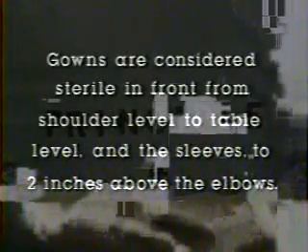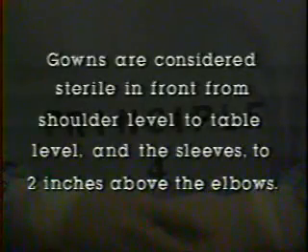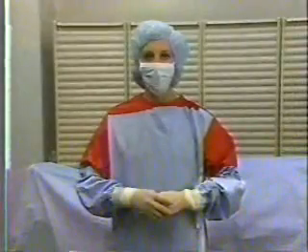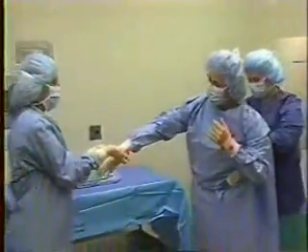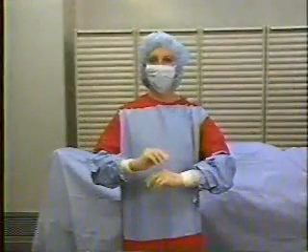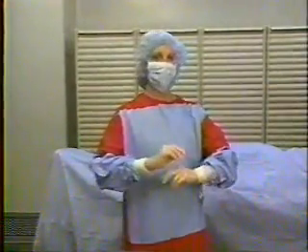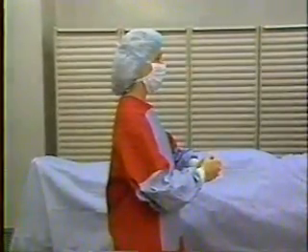Principle number 4. Gowns are considered sterile in front from shoulder level to table level and the sleeves to 2 inches above the elbows. Gowns are considered sterile until they're put on. Once hands touch the stockinette cuffs, the cuffs are considered unsterile and all must be covered with sterile gloves. Sterile persons should keep their hands close to their body in front of them and only within the designated sterile area of the gown. The back of a wraparound gown is considered unsterile because it cannot be constantly observed.